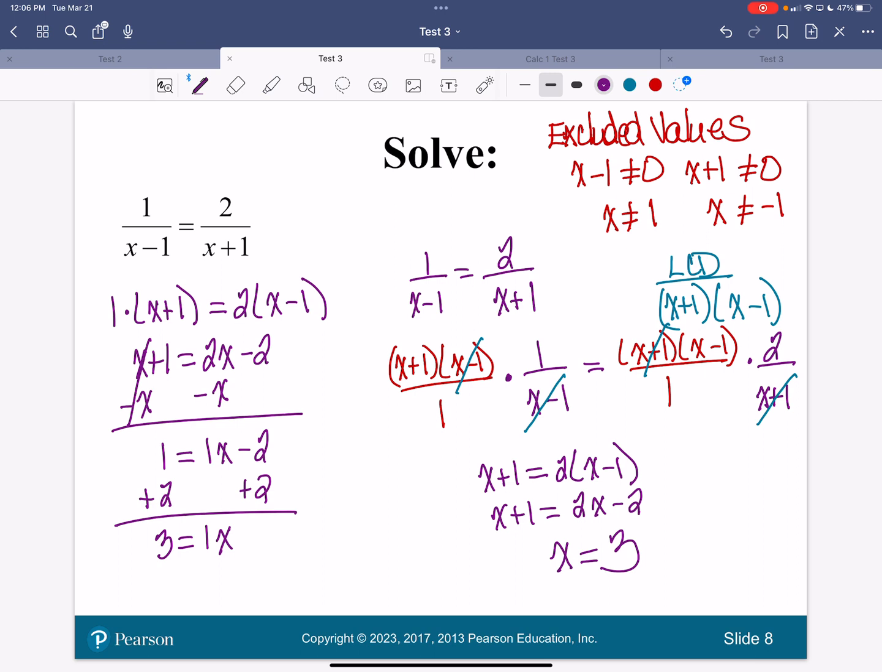Okay, now I'm going to let you look at a problem, and I want you to do 2 things for me. I want you to factor it, and I want you to determine the excluded values. Okay, so you're going to factor it, and you're going to figure out the excluded values.